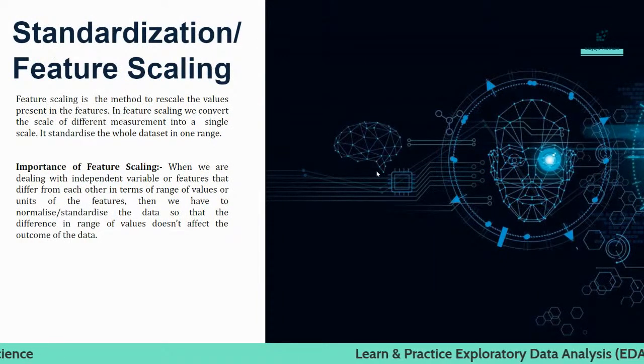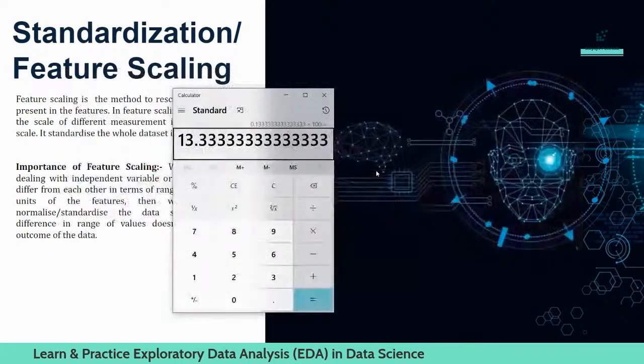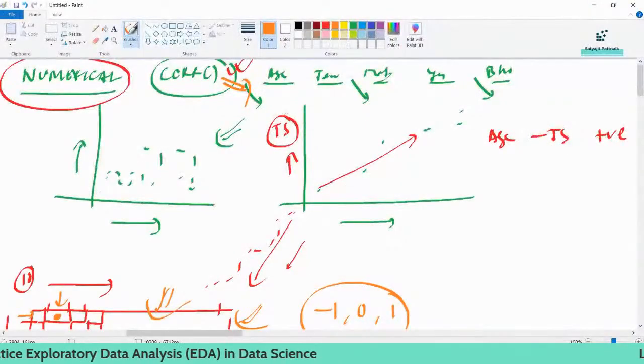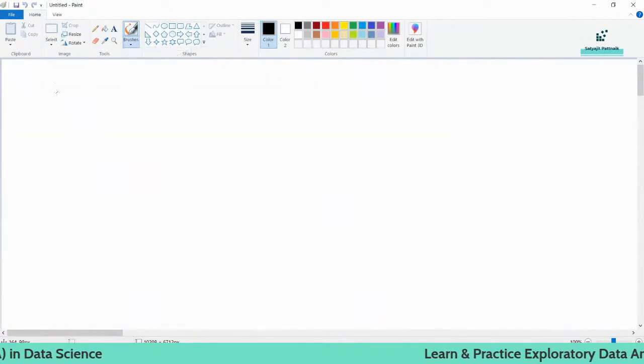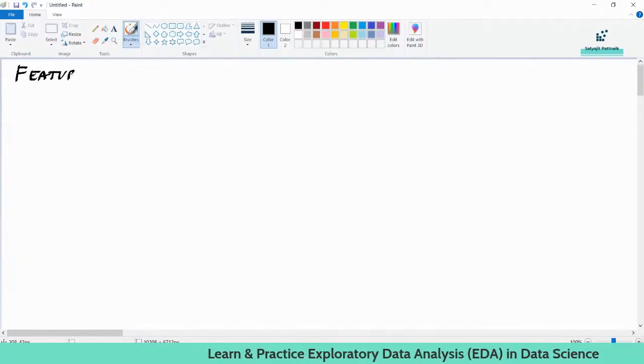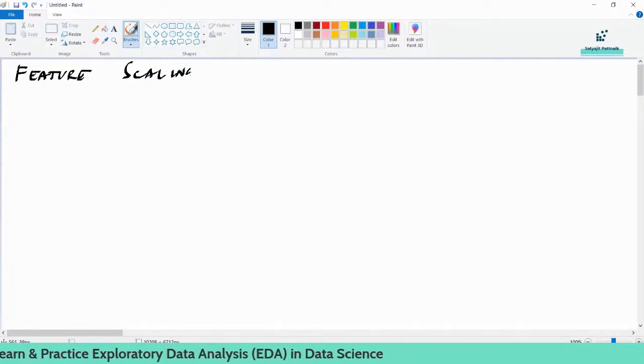Standardization or feature scaling. Now, feature scaling is the method to rescale the values. Okay. I will again have to go back to my paintbrush because I usually take help of a pen to explain everything. Now, what is feature scaling? Before you understand what is normalization and standardization, try to understand what is feature scaling.